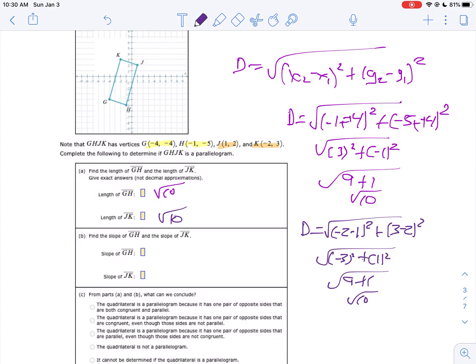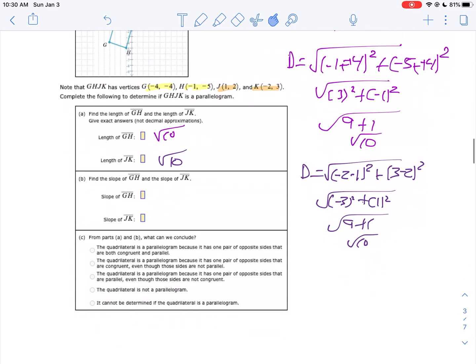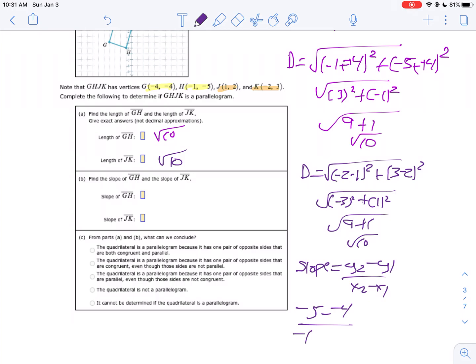Now let's find the slope of G to H, which we've kind of did when we did distance form, but I'll just go through it again. So remember, slope is y2 minus y1 over x2 minus x1. So to find the slope of G to H, we're going to say negative 5 minus a negative 4 all over negative 1 minus a negative 4. Well, negative 5 plus 4 is negative 1. Negative 1 plus 4 is 3, so you get a negative 1/3 for a slope.